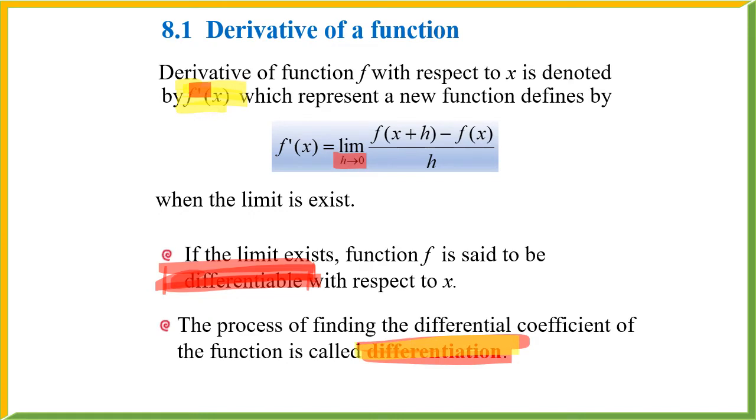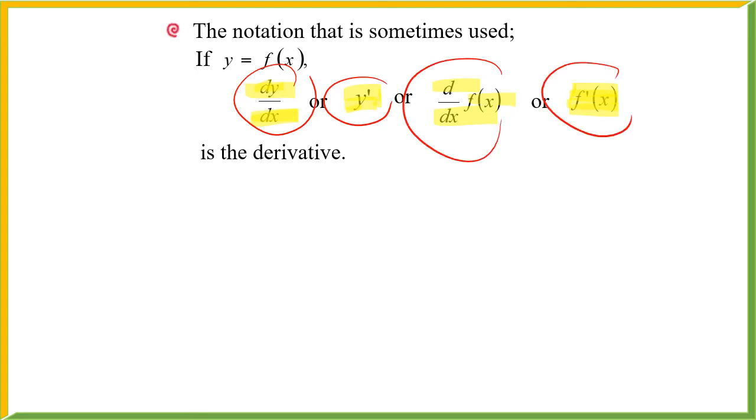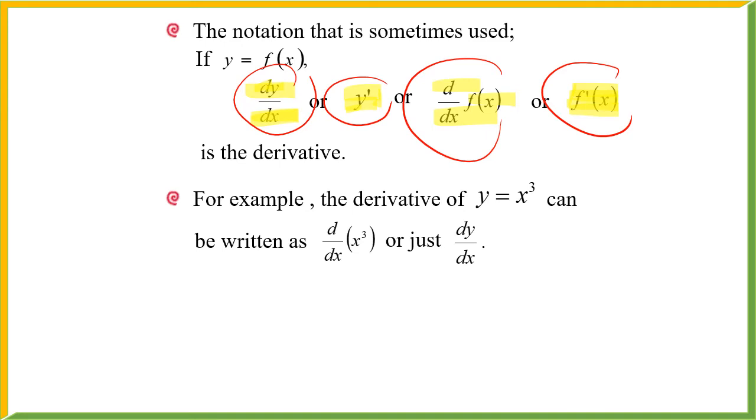The notation that is sometimes used: other than f prime x, we can also use y prime. It's the same as f prime. Or you can say it's the derivative of y with respect to x, dy/dx, or the derivative of f(x) with respect to x. So we have four ways to write it. For example, the derivative of y equal to x cubed can be written as the derivative of y, which we can replace with x cubed, or just dy/dx.